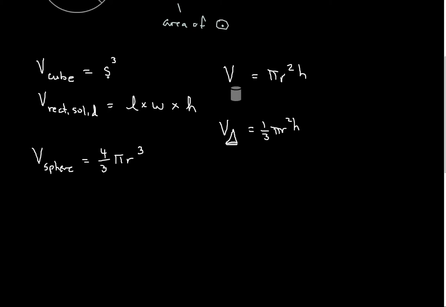Volume of a cube is just the side cubed. Volume of any rectangular solid is just length times width times height. The volume of a cylinder is just pi r squared, the area of a circle, which is the base, times the height. Volume of a cone is just the volume of a cylinder times 1/3. And then volume of a sphere is just 4/3 pi r cubed. All right, so that's about it for chapter 14.